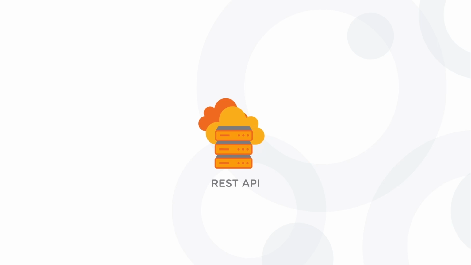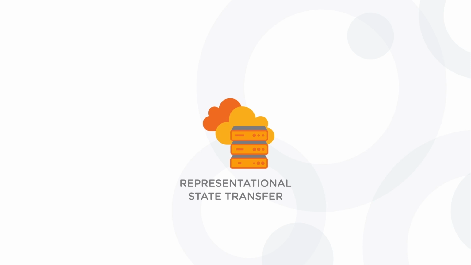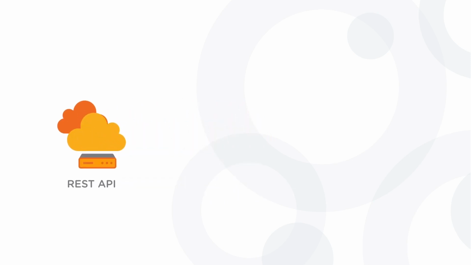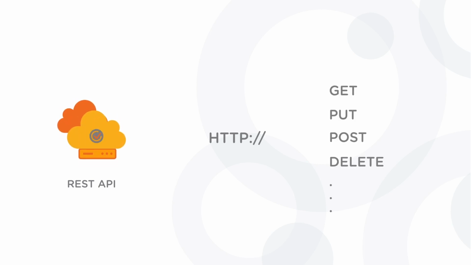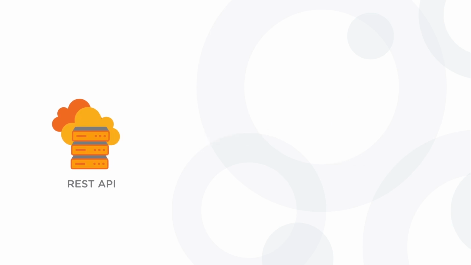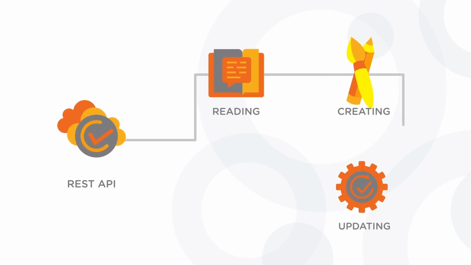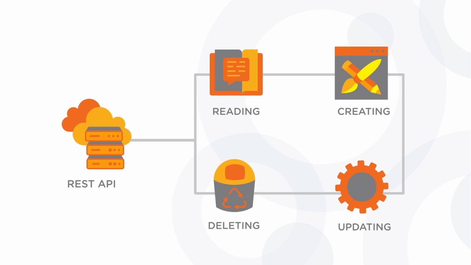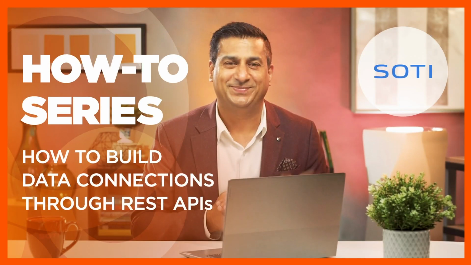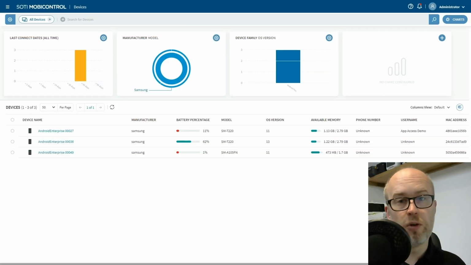A RESTful API is an API that follows the guidelines of the REST architectural style, which stands for Representational State Transfer. RESTful web services are services that operate over the HTTP protocol and use standard web commands such as get, put, post, delete, and others. And they fulfill standard data functions such as reading, creating, updating, and deleting records within a resource. They support a variety of different data formats, and you can refer to our video on REST APIs to see how you can integrate third-party applications using REST with your SOTI Snap apps as well. But for today, we're focusing on the SOTI MobiControl APIs.